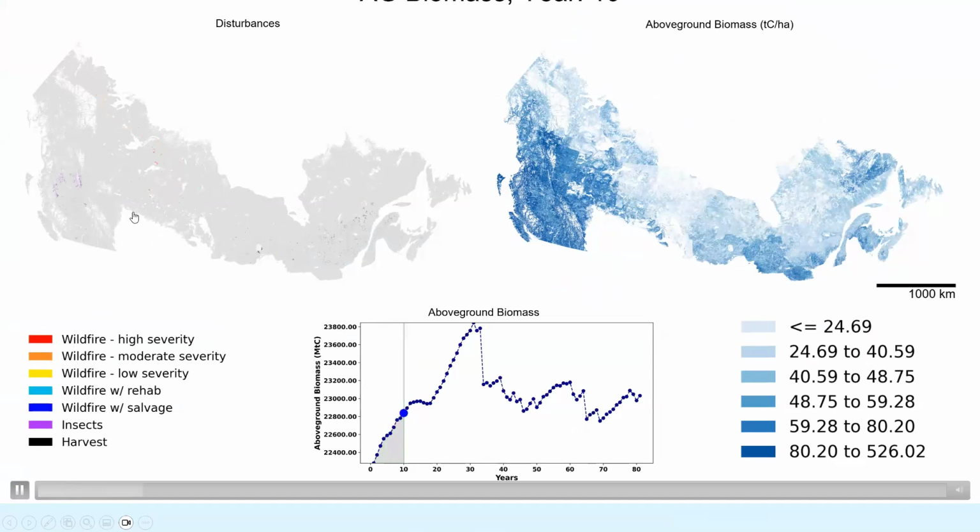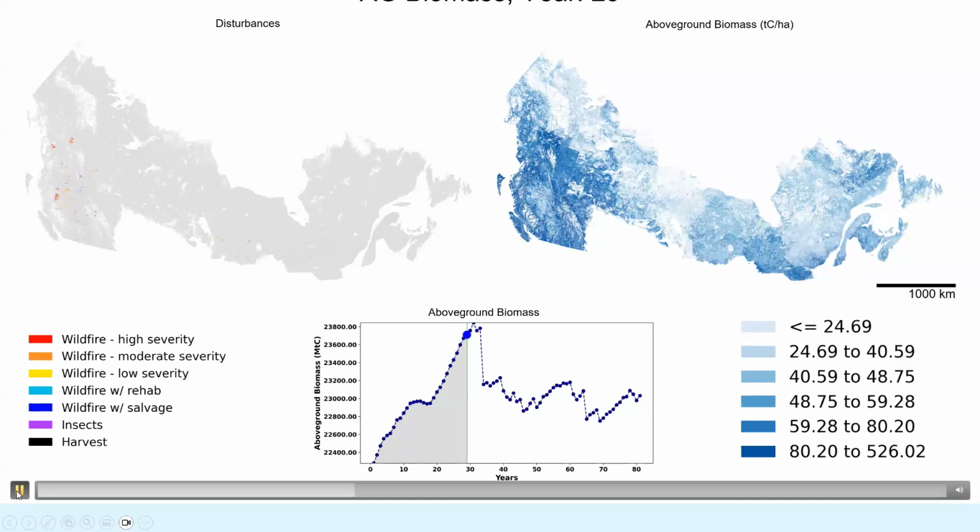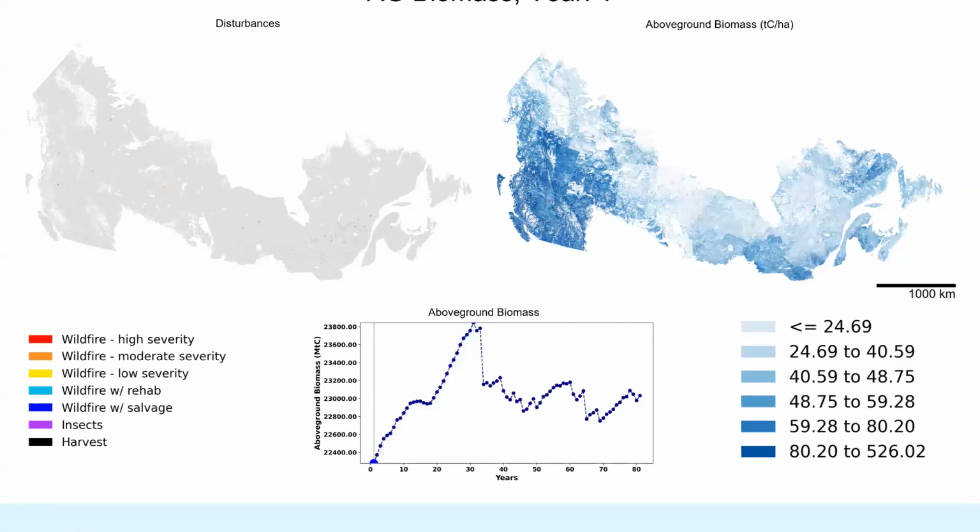And wildfire historically is shown in the yellow, orange, and red colors. Pests are purple. And then the harvest, which is hard to see, is black. And this is going through the past. These are fires that have occurred on the landscape. And as I mentioned earlier, 2023 was one of the worst years.